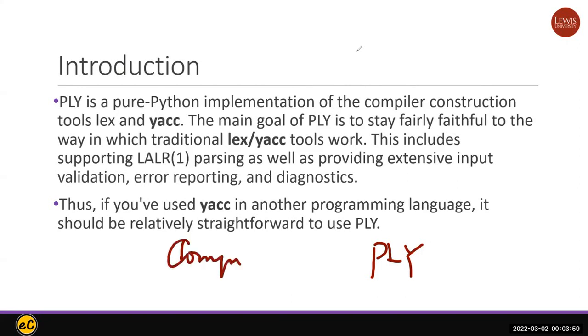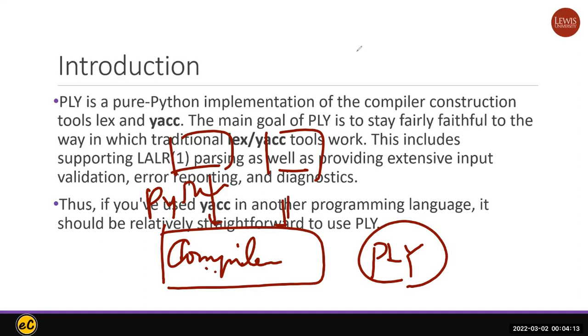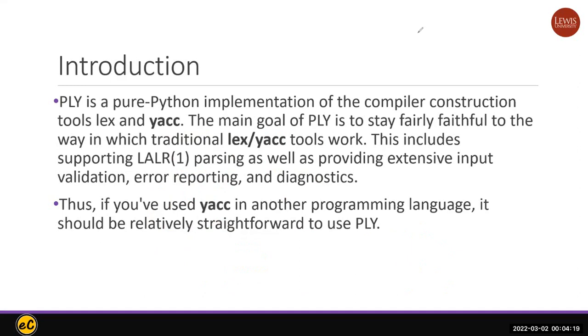You can look at it in this way: it is a Python compiler module. So you can import the module from PLY and put in your rules in Python, and that module can directly be used as a compiler right away in your Python domain. That's the purpose of having it. Thus, if you have used Yacc in another language, it should be relatively straightforward to use PLY.